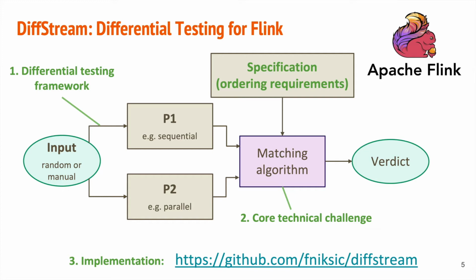I'll talk briefly about 3 parts. The first being the differential testing framework, where the paradigm that we adopt is that you have an input, you have 2 programs, for example, a sequential program and a parallel program, and then you want to test whether they're equivalent in some sense. The core technical challenge here is, given the 2 programs and a specification of the ordering requirements on the output, you want to design a matching algorithm that compares those streams for equivalence up to the ordering requirements. And then you reach a verdict as to whether they're equivalent or not. And finally, I'll talk a little bit about our implementation, which can be found here and is open source on GitHub.